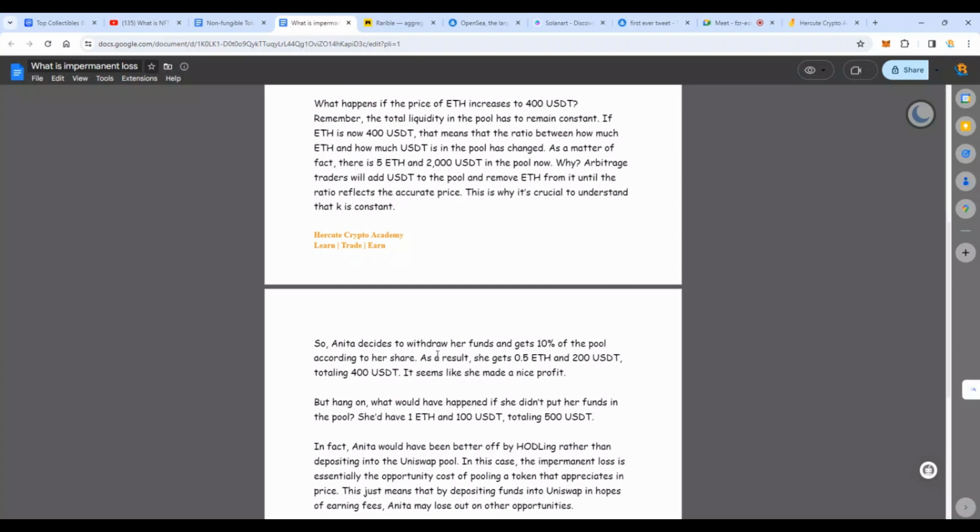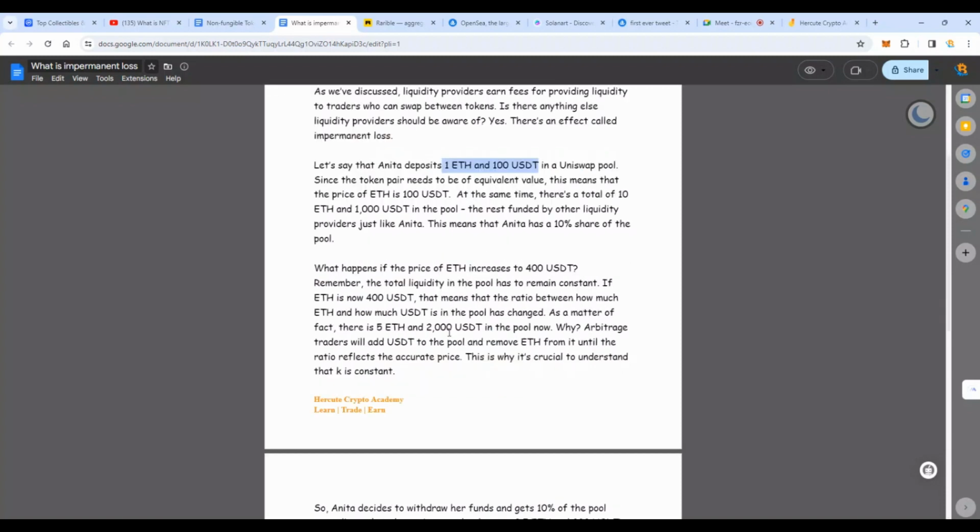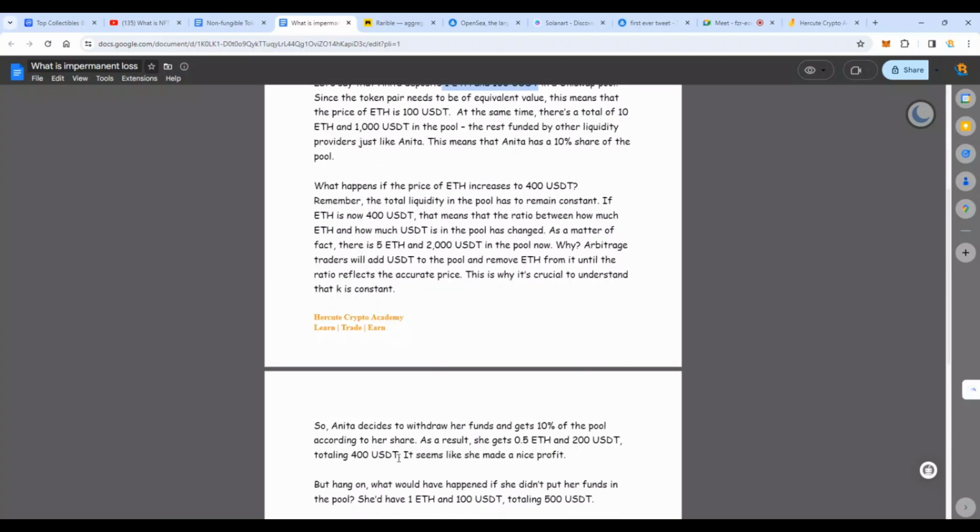Yes. Good. So Anita decides to withdraw her funds and gets 10% of the pool according to her share. As a result, she's getting 0.5 Ethereum and 200 USDT, totaling 400 USDT. Now, remember, she put in how much when we started? She put in 1 Ethereum, which was equivalent to $100, and she put in 100 USDT. So she put in a total of how much? Guys, 200. And now she's getting how much? 400. So has she made money or lost money?